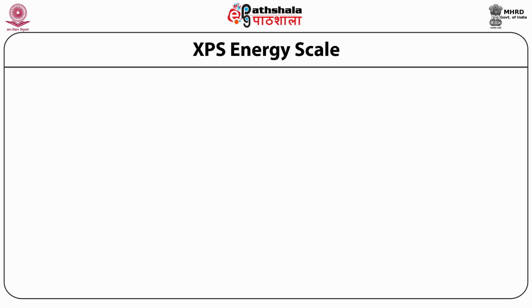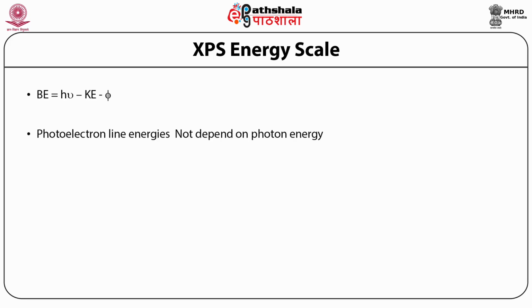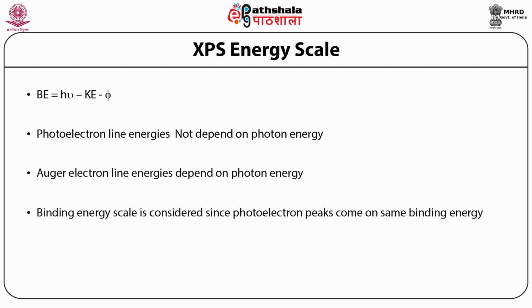Now about the XPS energy scale. Auger electrons are emitted with kinetic energies that are only dependent on the electronic state of the element responsible for the ejected electron. Photoelectron line energies depend on the photon energy. Auger electron line energies do not depend on the photon energy. Now, the binding energy scale is considered, since photoelectron peaks come at the same binding energy with different primary sources. Photoelectron line energies do not depend on the photon energy on this scale, while Auger electron line energies depend on the photon energy.